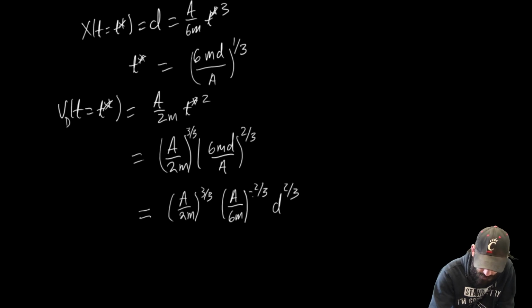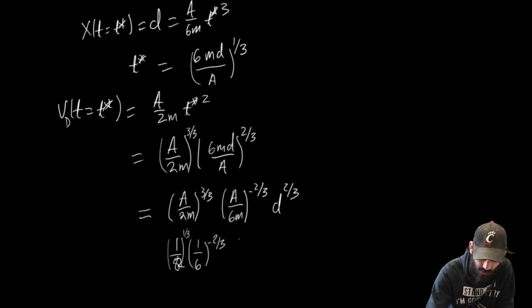And so we can get rid of some of these terms so that we end up having a 1/2. We have a 1/6 to the minus 2/3. This can become an 8 cubed, so this could be an 8 to the 1/3. So this is an 8 to the 1/3. And then this is going to be a over m to the 1/3, d to the 2/3.